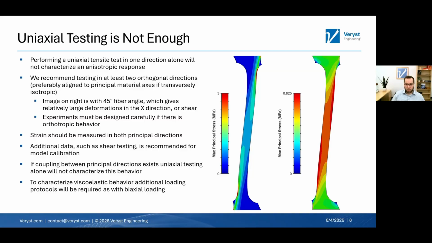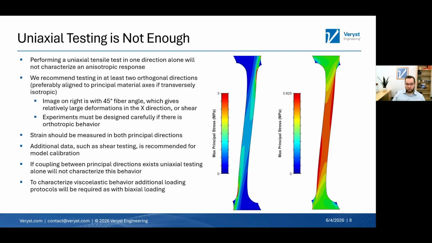You can use fiducial markers, although you do lose some accuracy that you have with DIC. But if you have to do things such as in a submerged bath, in temperature or anything like that, which would disturb your DIC speckle pattern, then fiducial markers become necessary. Additional data such as shear testing is recommended for model calibration just to make your model more robust.